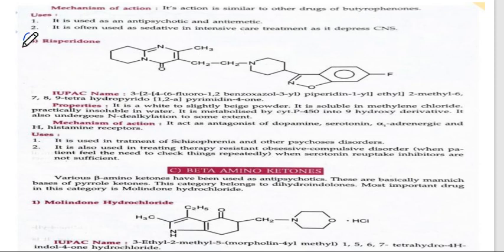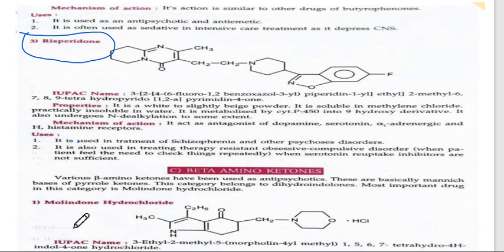Then we have risperidone. This is a very important drug, similar to chlorpromazine. This is again used in the treatment of schizophrenia and psychosis. The difference is just the structure. So you have to remember the structures of haloperidol, risperidone, and chlorpromazine very importantly. Similarly, where serotonin reuptake inhibitors are not sufficient, it is also used as therapy for resistance in obsessive compulsive disorder.